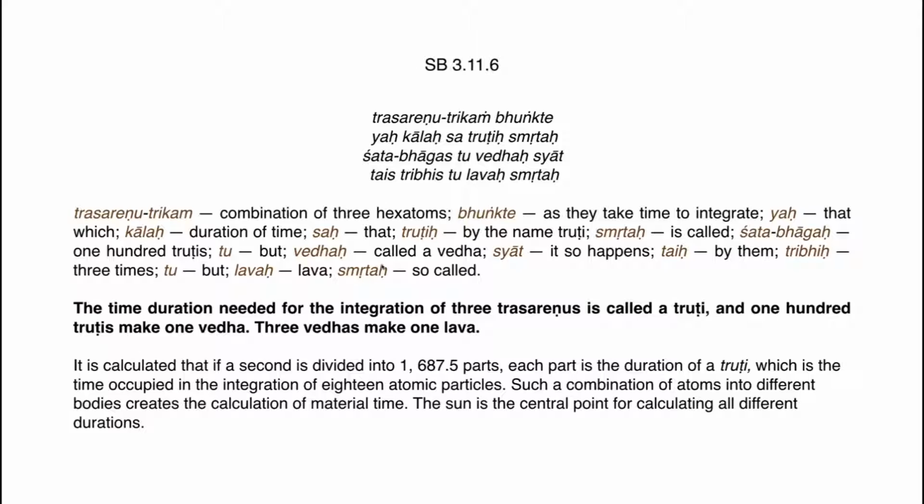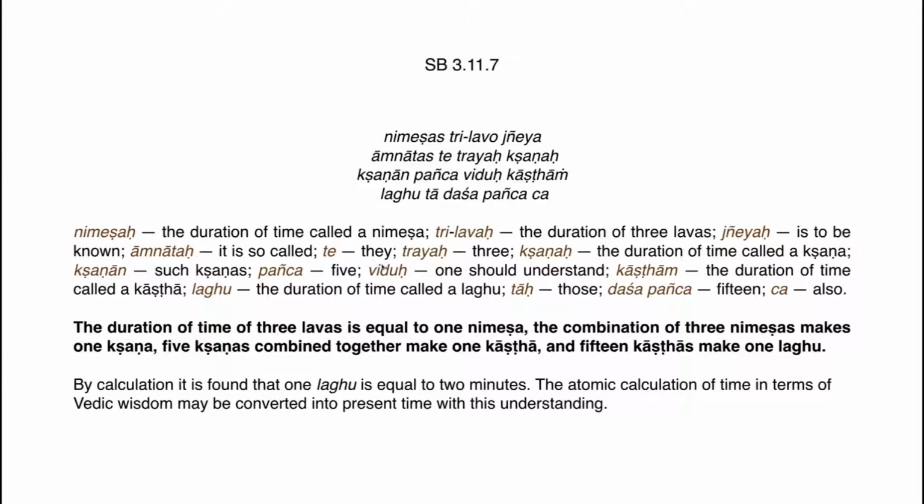Text number 7. Nimeṣas tri lavo jineya amnatas te traya kṣaṇah kṣaṇan pancha vidu kṣaṇtam laghu dasa panchacha. The duration of time of 3 lavas is equal to 1 nimeṣa. The combination of 3 nimeṣas makes 1 kṣaṇa. 5 kṣaṇas combined together make 1 kāṣṭhā, and 15 kāṣṭhās make 1 laghu. Purport. By calculation, it is found that 1 laghu is equal to 2 minutes. The atomic calculation of time in terms of Vedic wisdom may be converted into present time with this understanding.